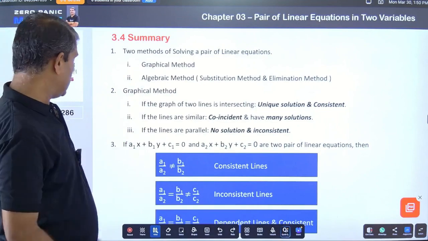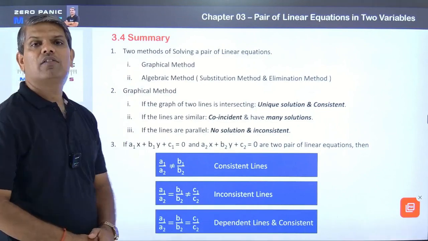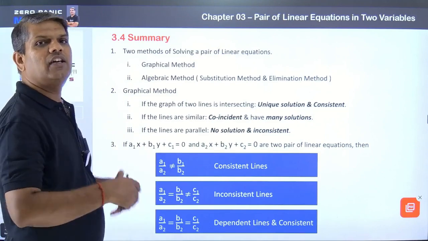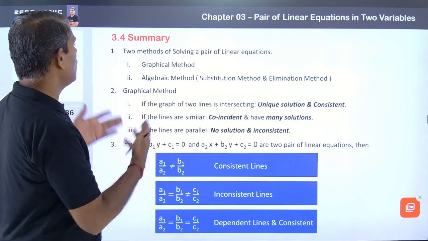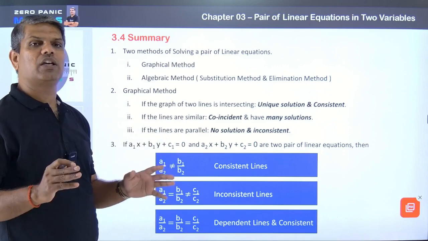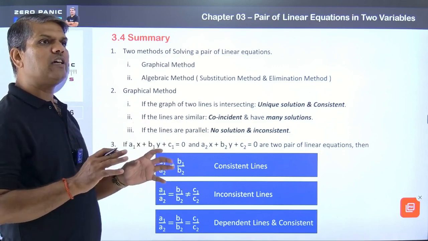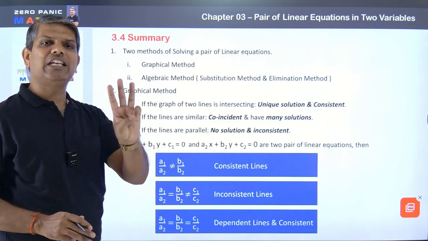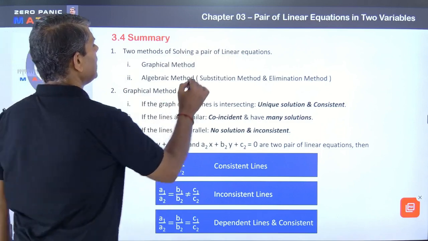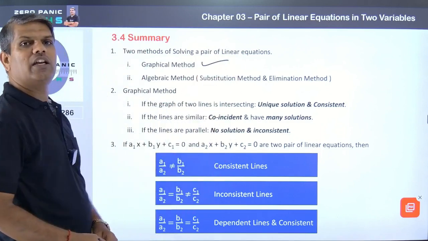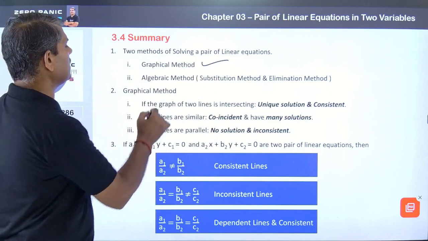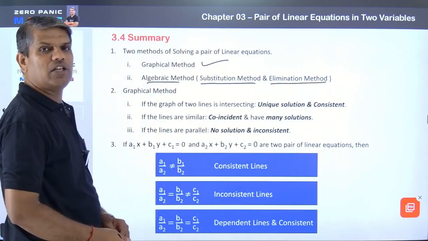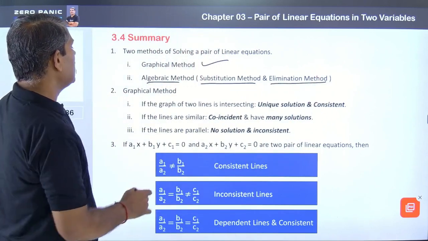Now we are at the end of this chapter. Finally, we are observing what all we have studied in the whole chapter. This chapter is about solving a pair of linear equations in two variables by three different methods: one is the graphical method, and the other is the algebraic method. In the algebraic method we studied the substitution and elimination methods. Now next, the graphical method.